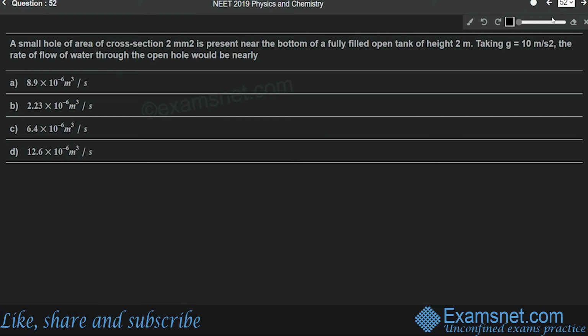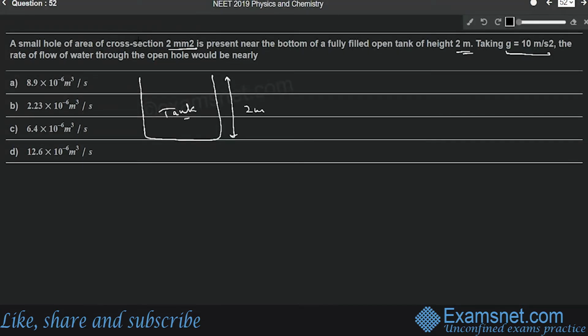Question number 52 is from the chapter Mechanical Properties of Fluids, and the question is, a small hole of area of cross section 2 mm square is present near the bottom of a fully filled open tank of height 2 meter. Taking the value of G as 10 meter per second square, the rate of flow of water through the open hole would be nearly. So we have a container whose height is given as 2 meter. This is the tank.